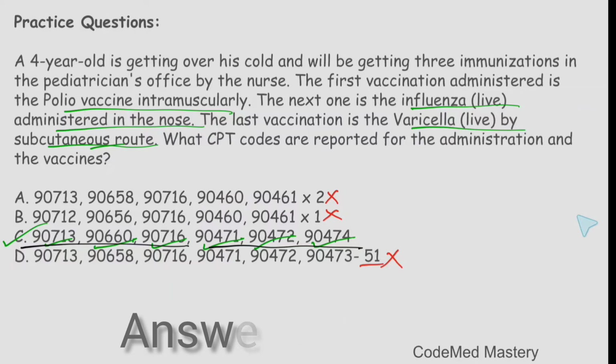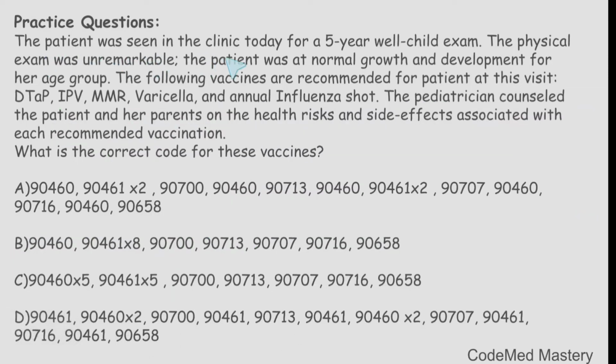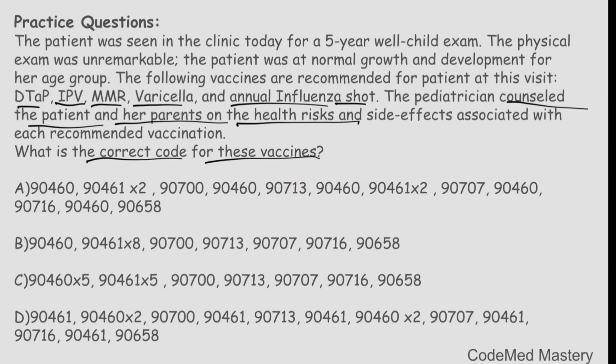Let us solve another question. The patient was seen in the clinic today for a 5-year well-child exam. The physical exam was unremarkable. The patient was at normal growth and development for her age group. The following vaccines are recommended for patient at this visit. The vaccines are DTaP, IPV, MMR, varicella and annual influenza shot. The pediatrician counseled the patient and her parents on the health risk. So what is the correct code for these vaccines?